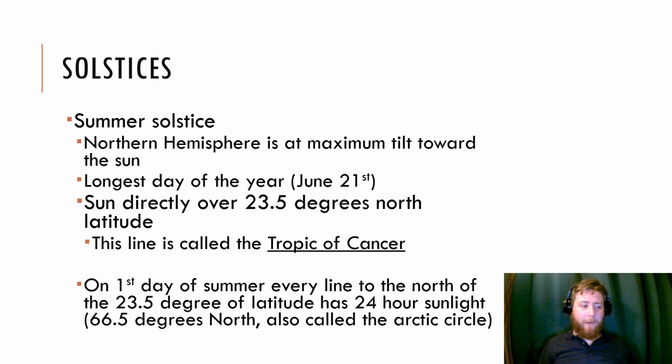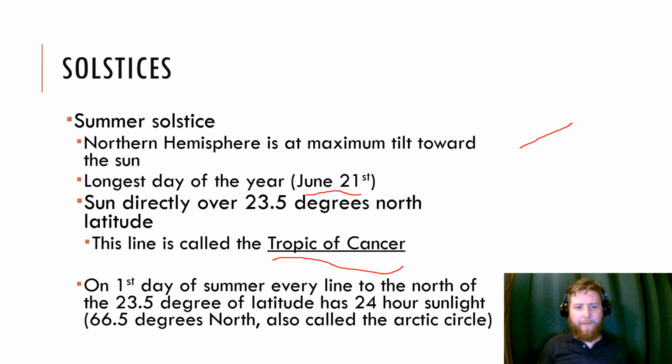All right, so now we need to talk about the solstices. The solstices are a really cool event where in the summer solstice, the northern hemisphere is at maximum tilt towards the sun. So we are perfectly pointed towards the sun as much as we can be. On this day, which is June 21st, this is the longest day of the year. The sun is directly over the 23.5 degrees north latitude on the planet, which we call the Tropic of Cancer. So 23.5 degrees north, Tropic of Cancer.